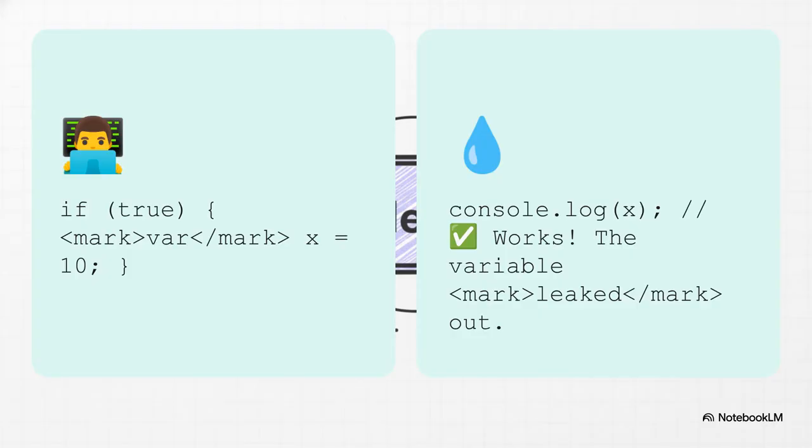Check this out. You'd think that the variable x, which we created inside these curly braces, would stay inside those curly braces, right? But nope, with var, it just leaks right out and you can still access it afterwards. This is a classic recipe for bugs, where variables can just stomp all over each other by accident.